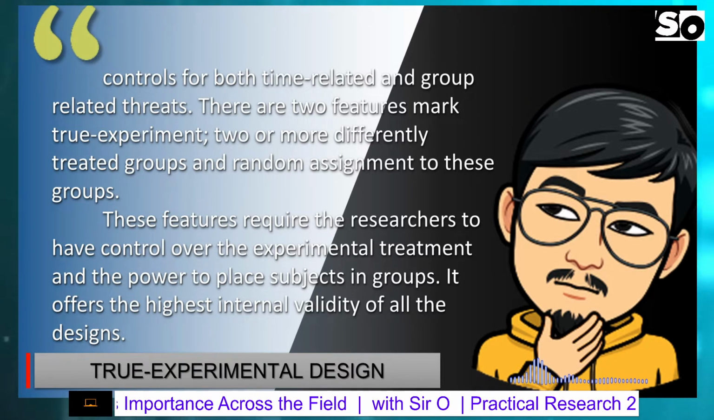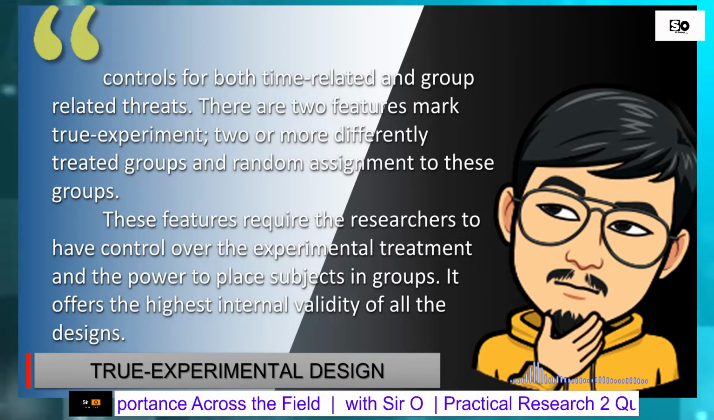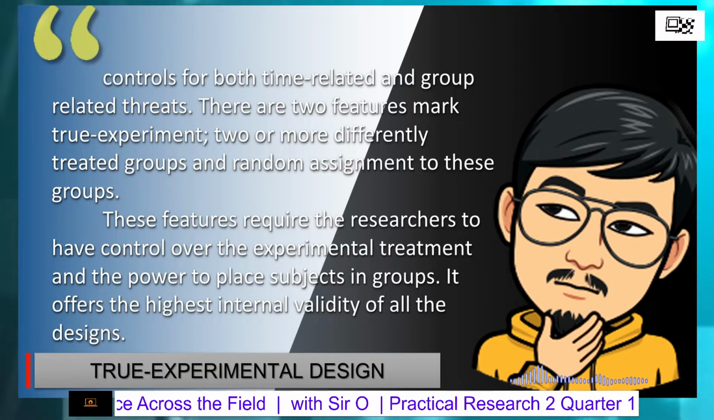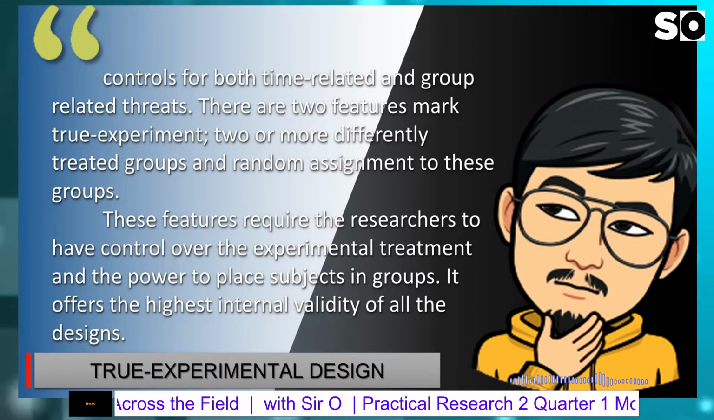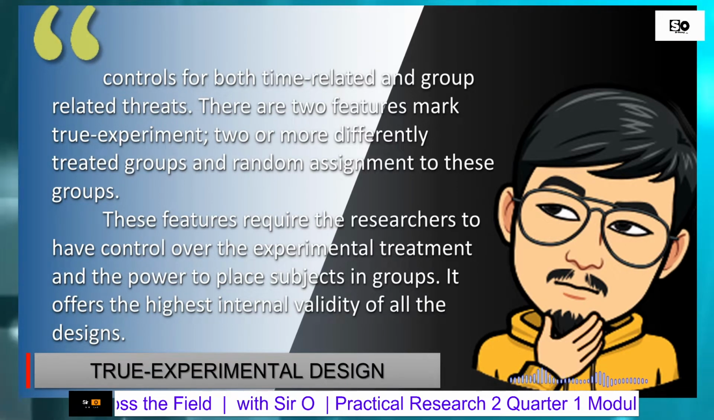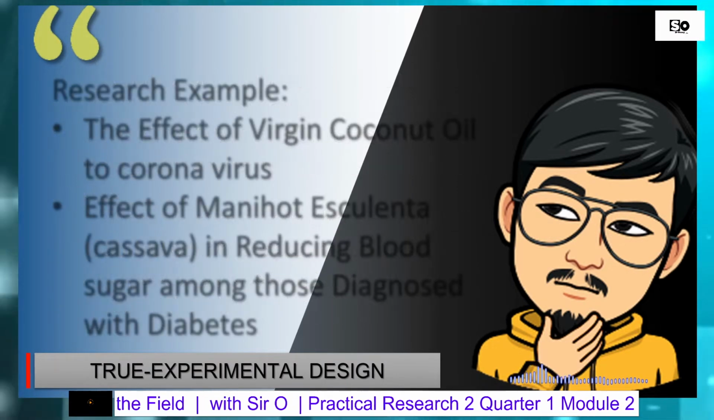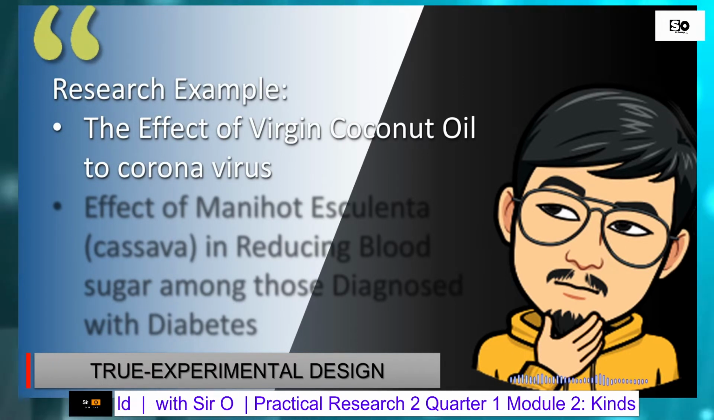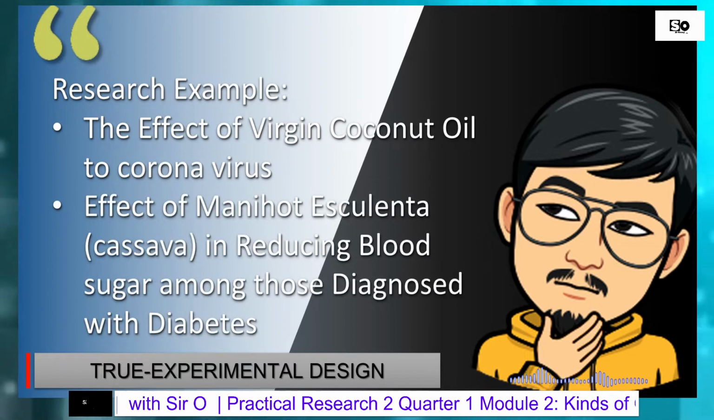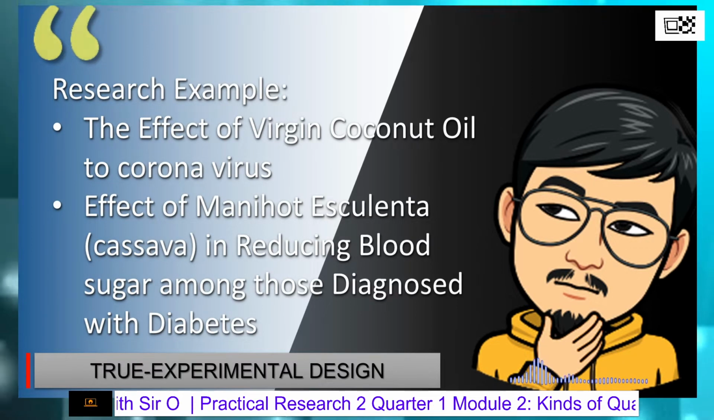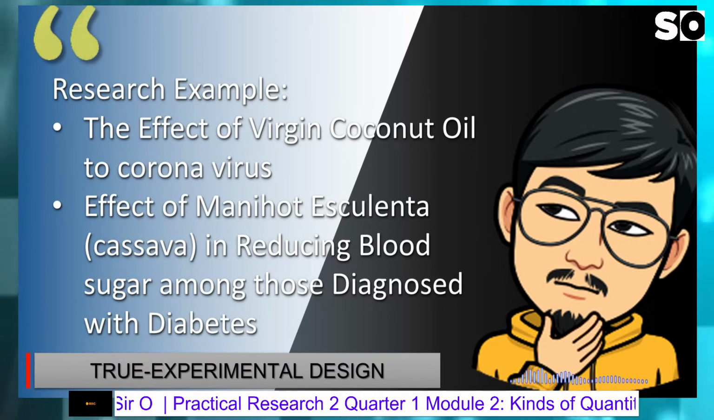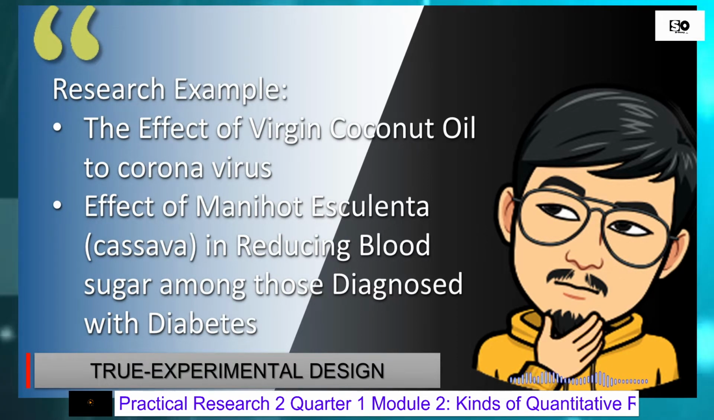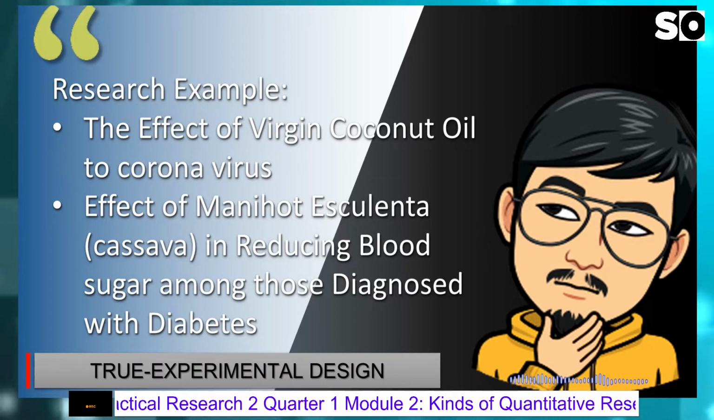Sa research design na ito, ay kadalasang may kinalaman sa pagtuklas ng mga pang-eksperimentong panggamot. Ilan sa mga halimbawa ng research ay ang mga: the effect of virgin coconut oil to coronavirus. The effect of manihot esculenta or dakashaba in reducing blood sugar among those diagnosed with diabetes.